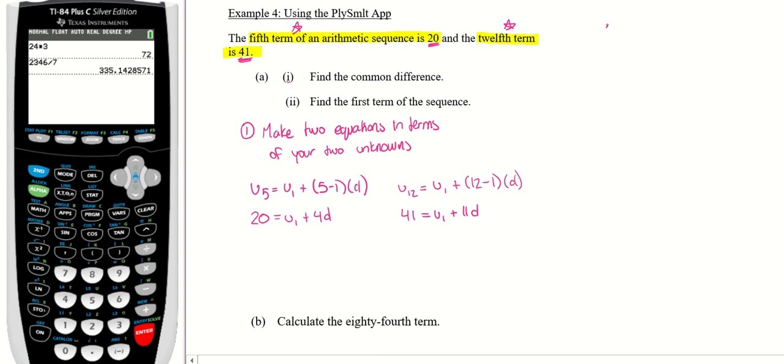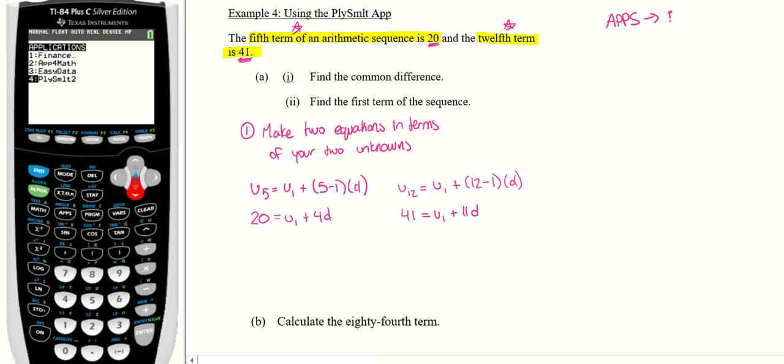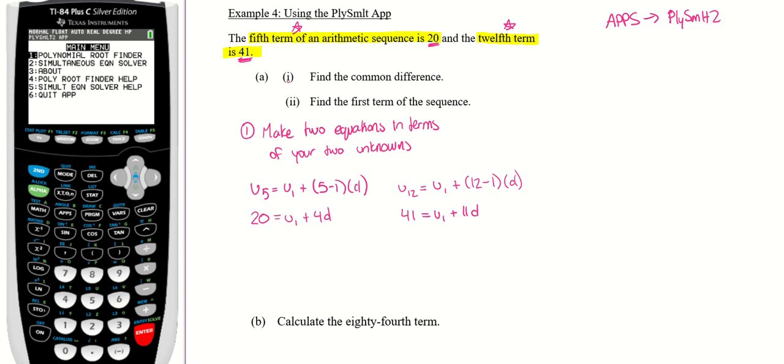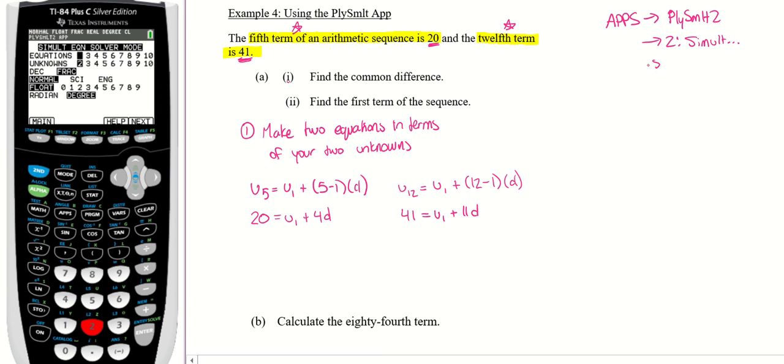So what you're going to do is press apps on your calculator, and then go to the one that says PolySmlt 2, because it's the polynomial simultaneous equation solver. You're going to press any key as it tells you to continue, and then pick option 2, which is the simultaneous equation solver. When you pick that option, you're immediately going to go next.